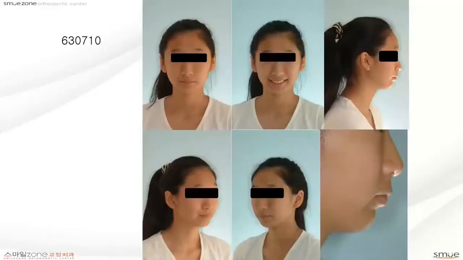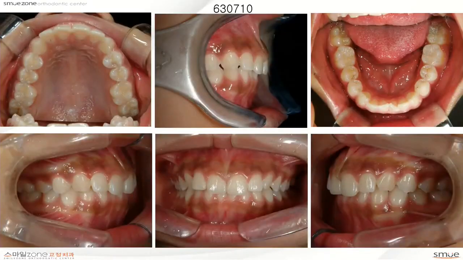Okay. And another case is a young patient, 18 years of age, not a severe class 2 case, a class 2 division 2 tendency, deep bite, and the upper incisors are retroclined and a little bit over-extruded.